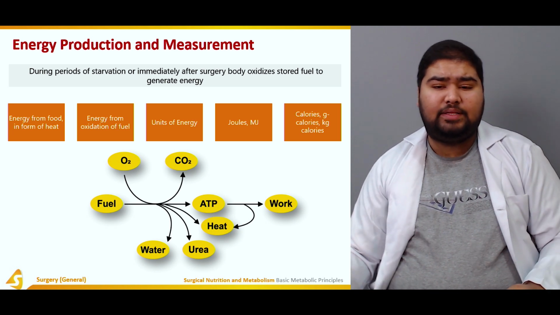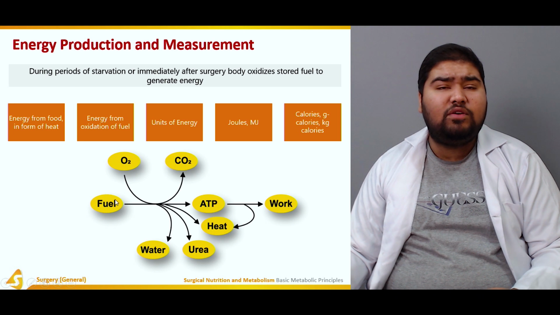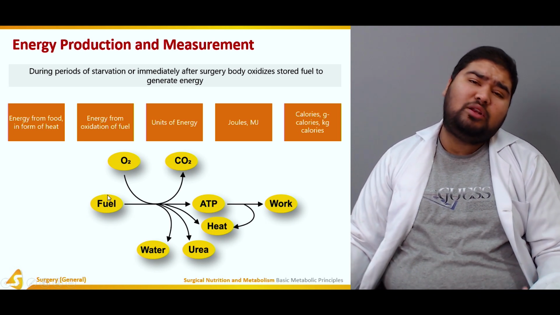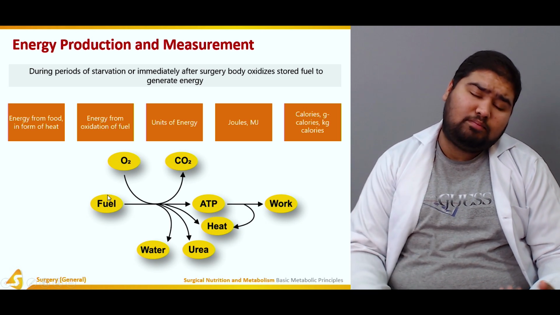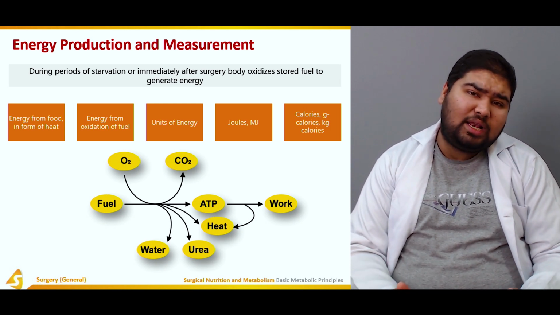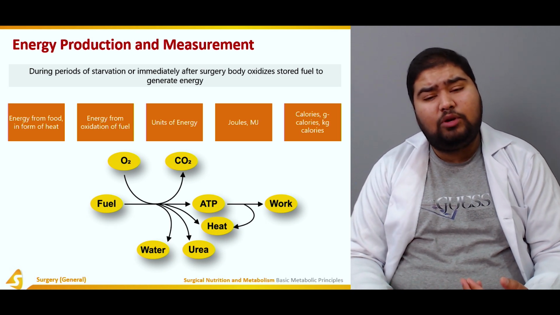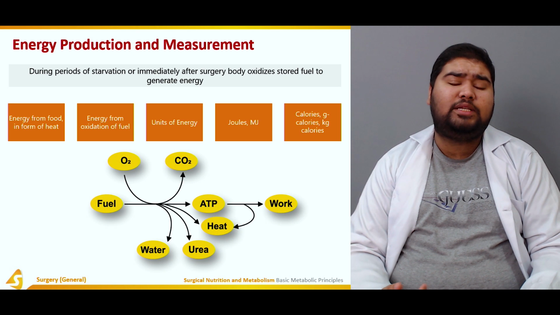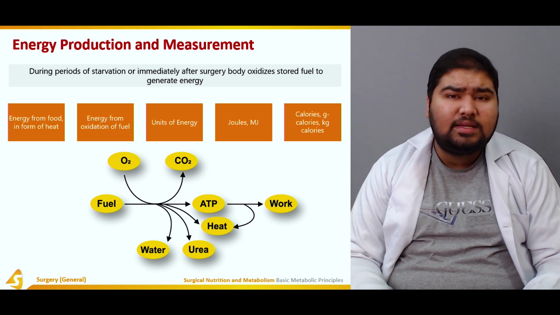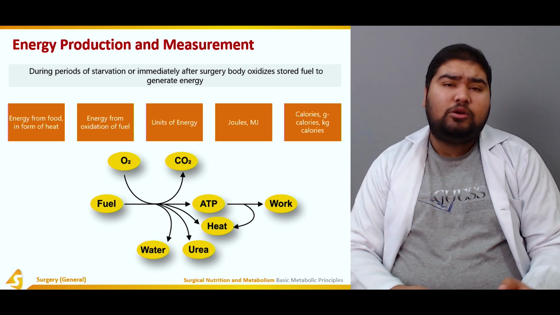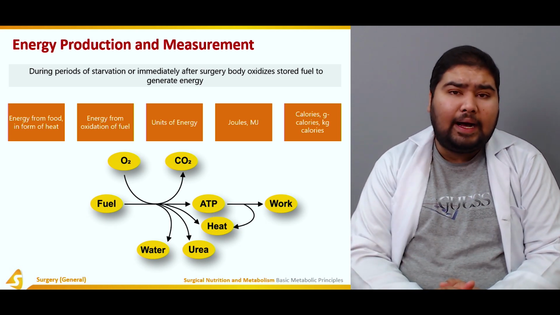Now, what happens? What is the fuel in the body? For the first 24 hours, it is the glucose that is mainly stored within the liver. Then after 24 hours, there's metabolism of lipids, there's metabolism of proteins, there is gluconeogenesis, there's lipogenesis. We'll see what all these things are.